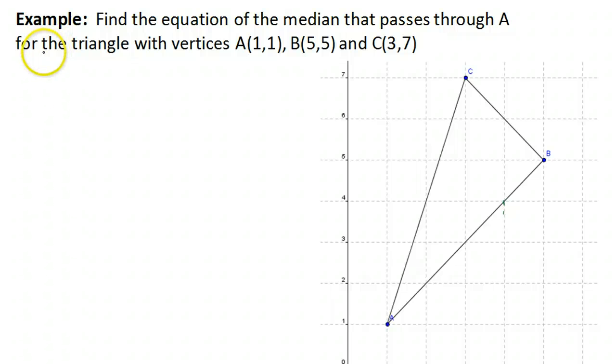So if I want to find the median that goes through the vertex A, essentially what I need to do is find the midpoint of CB. And now this problem is really nice because we can just put it in there, and then I want to find the equation of the line that does this. Okay. So once I know what a median is, I see that this problem is simply find the equation of a line given 2 points. That's all this problem comes down to.